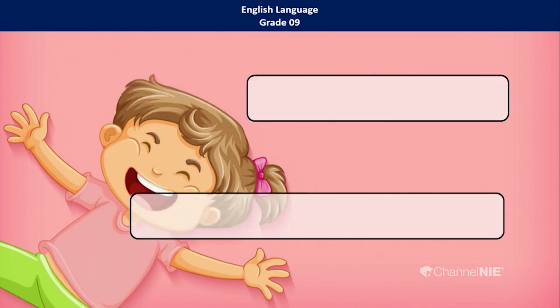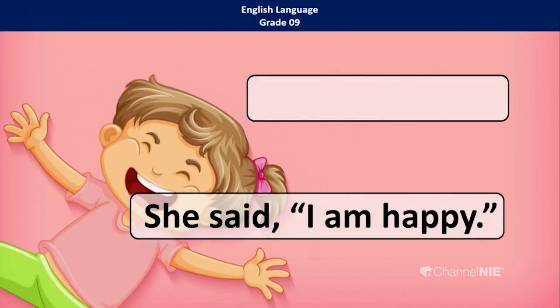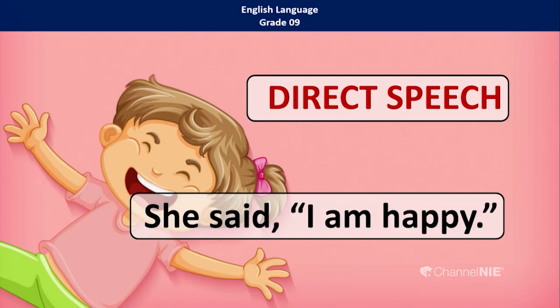Then there's another way of reporting what somebody else has told you. How do you say that, Ms. Niranji? I have to use indirect speech or reported speech. That's right. When you report to somebody what somebody else has told you, then definitely you will have to use reported speech. This is what Ms. Niranji told me in her own words. Look at the board. She said, I am happy. What is this, Ms. Niranji? This is direct speech. Direct speech, that is right.